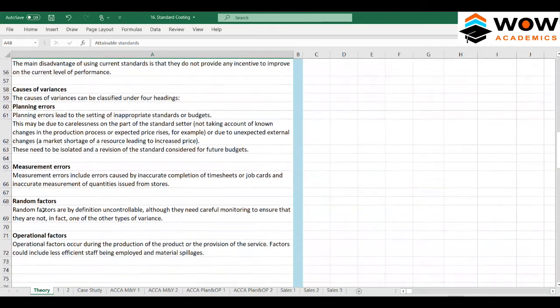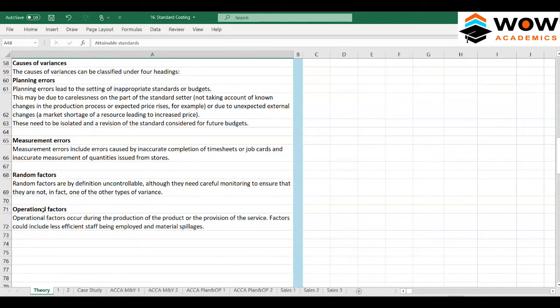So the final element is, why do we have variance in the first place? Why do the actual material cost and standard material cost differ? Or why do the actual labor cost and standard labor cost differ? Why is this difference occurring? This difference occurs because of four reasons. One is planning. The standard itself is wrong.